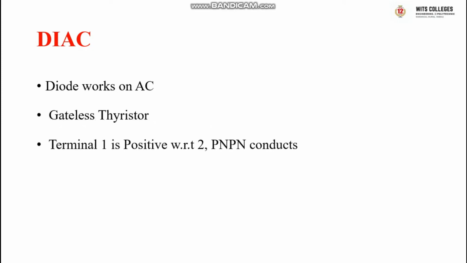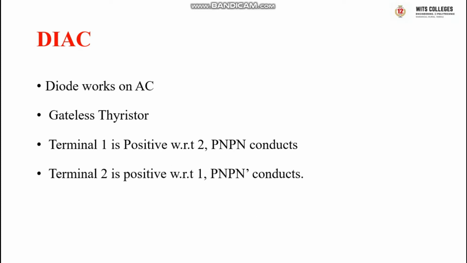Diac is also known as gateless thyristor because we have two terminals named as terminal 1 and terminal 2. Instead of mentioning anode and cathode, diac terminals are mentioned as terminal 1 and terminal 2 because one terminal is positive with respect to another terminal. Terminal 1 can be positive with respect to 2 or terminal 2 can be positive with respect to 1. So that's why instead of mentioning anode and cathode, diac terminals are mentioned as terminal 1 and terminal 2.